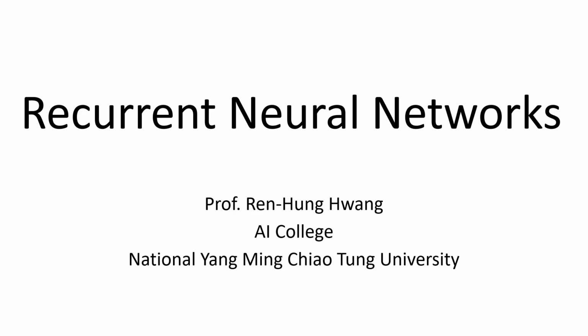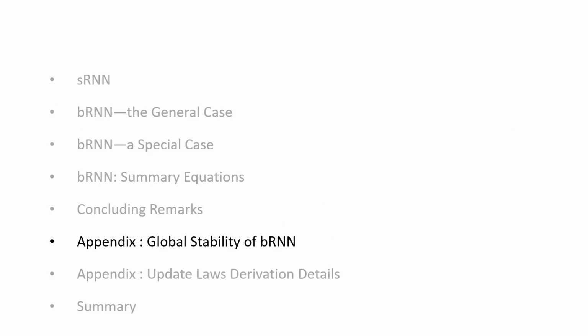Chapter 3 of the Recurrent Neural Networks course. In this appendix, we show the global stability of the basic recurrent neural network and the details of the derivation of the update laws.